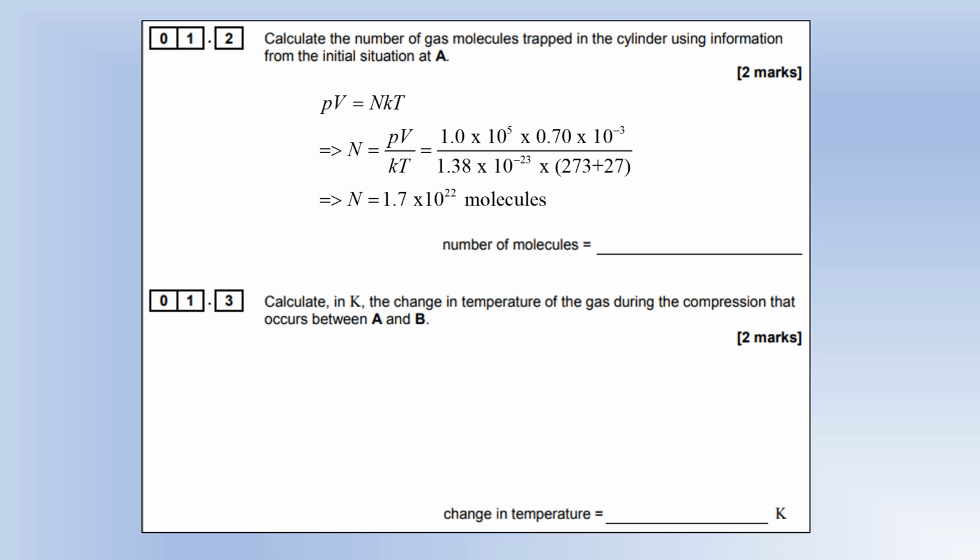Calculate in Kelvin the change in temperature during compression between A and B. We can see it's compression because its volume is decreasing. So first thing, we can notice it's a constant pressure process, which means we can apply this law here to calculate the final temperature as 214 Kelvin. It started at 300, which is 27 degrees, so that's a temperature change of 86 Kelvin, and it's a decrease, so it's minus 86.